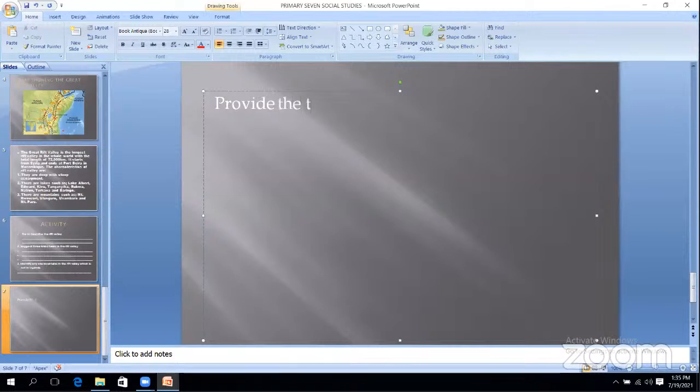In case of any spelling error, please, you can alert me. Provide the location of Africa on the globe, or world map. That's one.